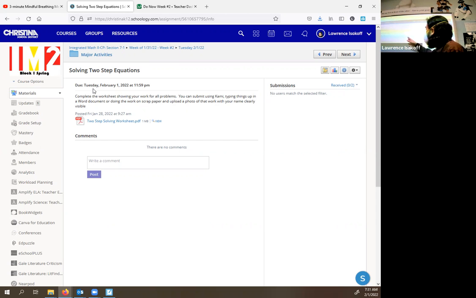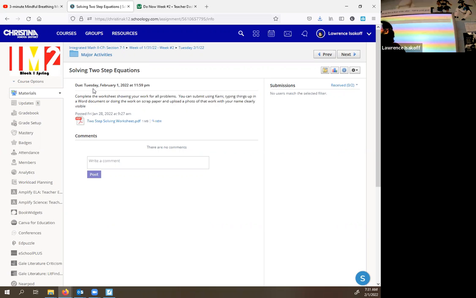You can submit your work using Kami. You can just try typing things up in a Word document. Or what I've seen many students find very easy is they just grab a sheet of notebook paper. They pull up the PDF, do the problems on paper, pull out their phone, take a picture of it, and upload that picture to me. I've seen a lot of students having success with that.